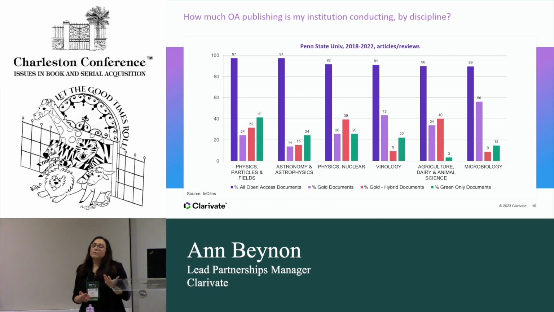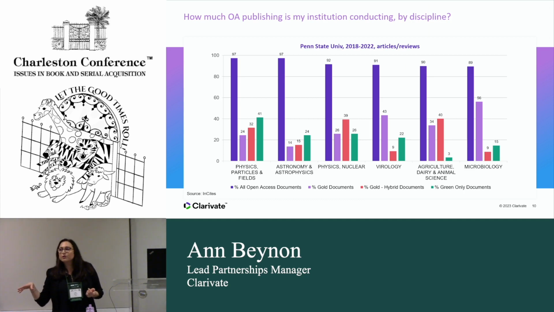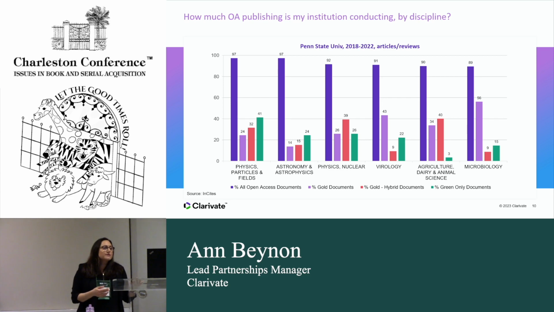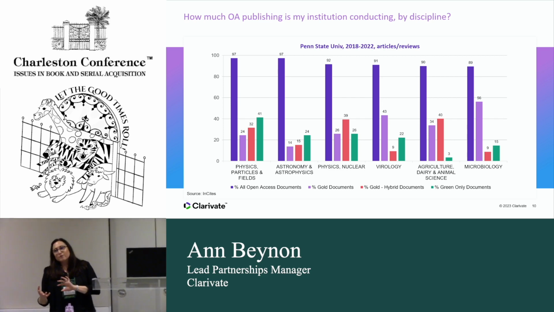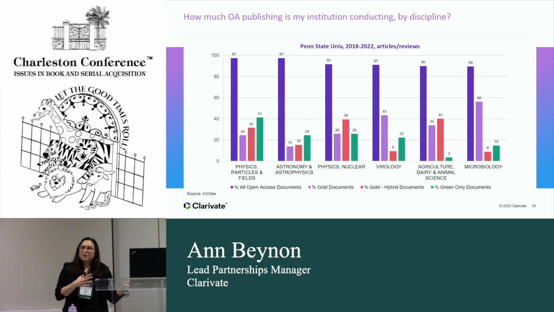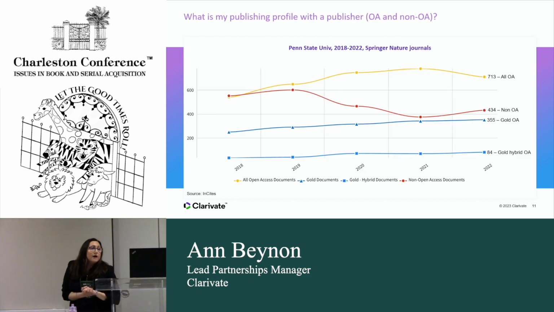Okay, so you can also break this down by discipline. This is just an example showing these journal categories and how you can look at your institution and see what percentage of your output falls into the different buckets. So in this example, these are fields that have a lot of open access publishing at Penn State, but some of them are more falling into the green, more falling into the hybrid, so very different depending on the field and depending on the availability also of journals and funding in that field.